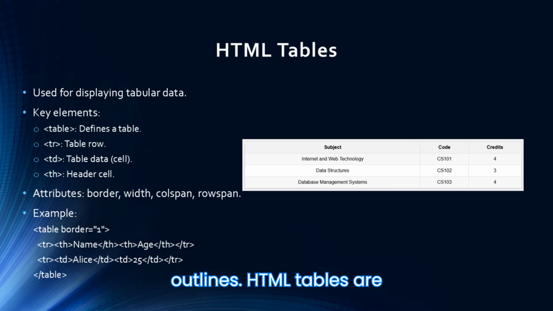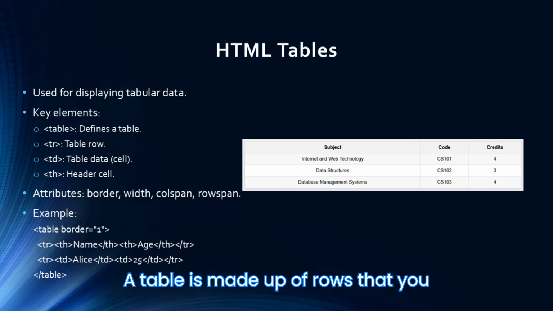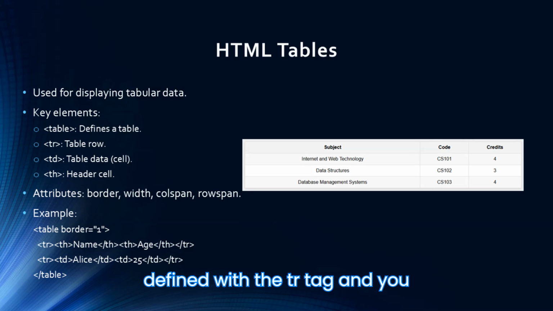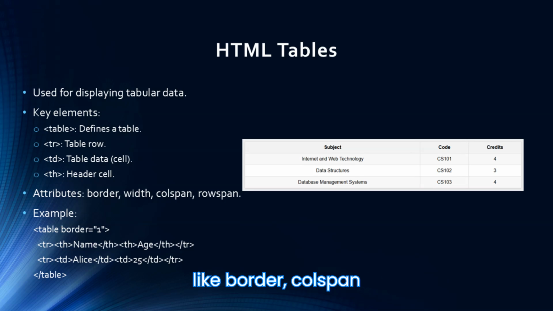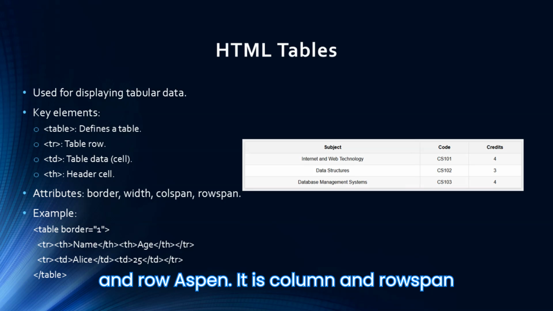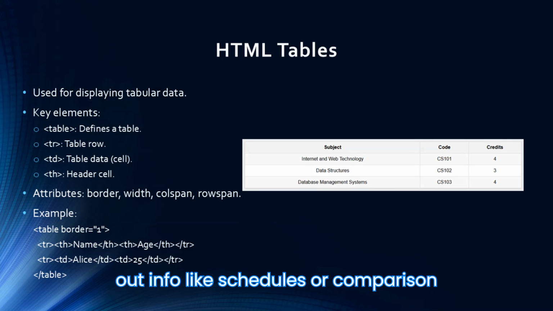HTML tables are super handy for showing tabular data. A table is made up of rows that you define with the tr tag, and you create cells using the td tag for data or the th tag for headers. You can customize them with attributes like border, colspan, and rowspan, that is column span and row span. Tables are really flexible for laying out info like schedules or comparison charts.